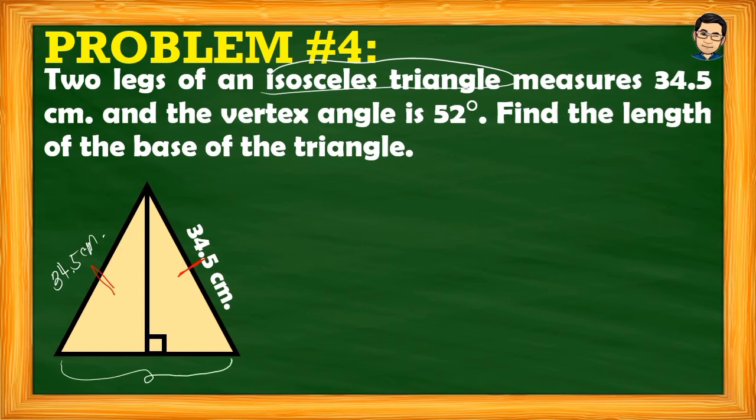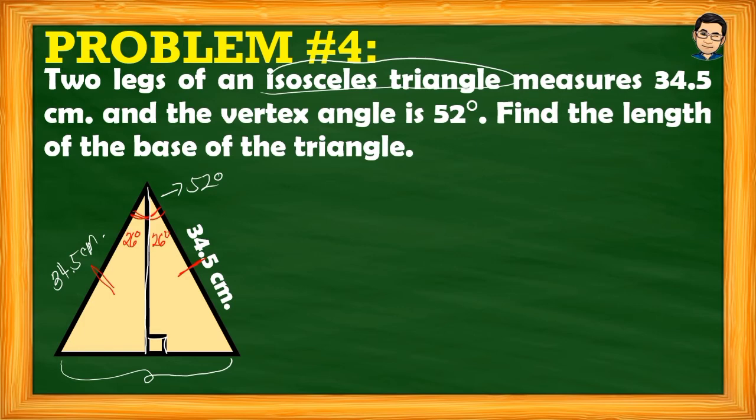And then, yung vertex angle na sinasabi is ito po, which measures 52 degrees. So, since meron tayong perpendicular bisector dito, binisect niya yung triangle dun sa base, nag-form po yun nung tinatawag na right angle. Okay, so yung 52 degrees na yan, magiging 26 degrees na lang kasi magkakaroon ng dalawang right triangle.